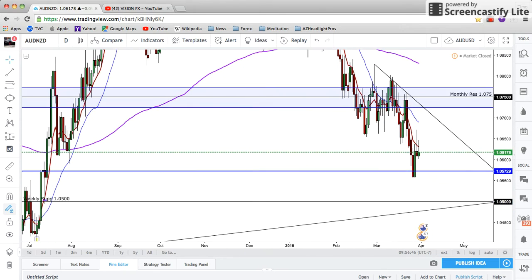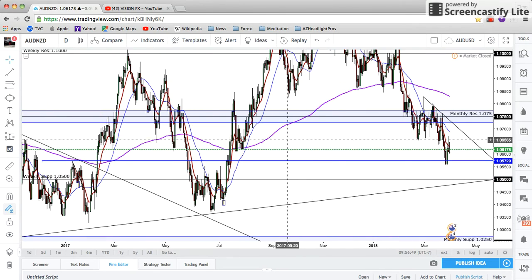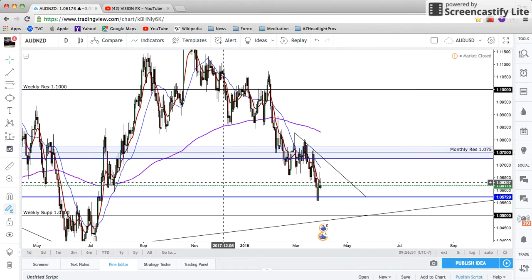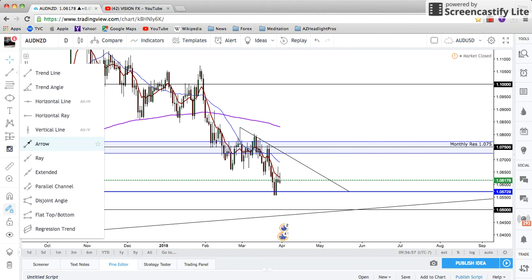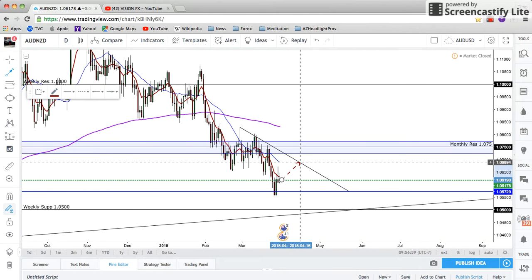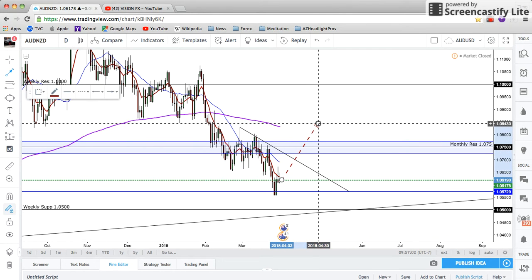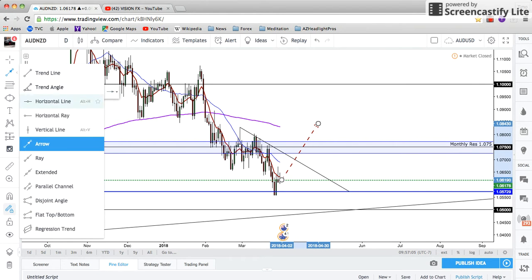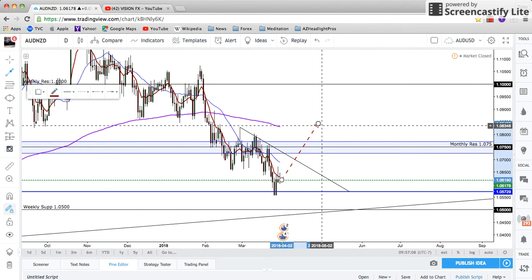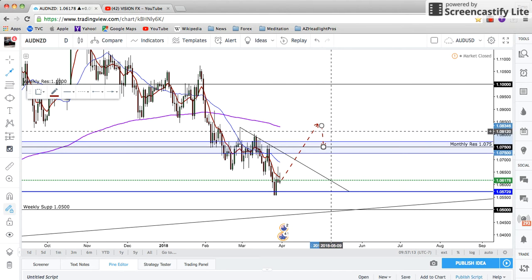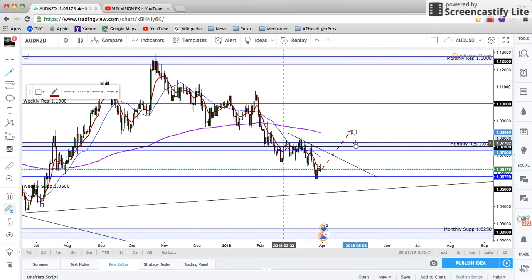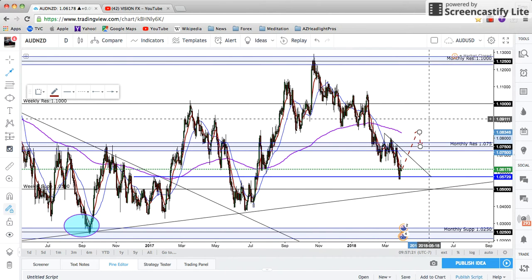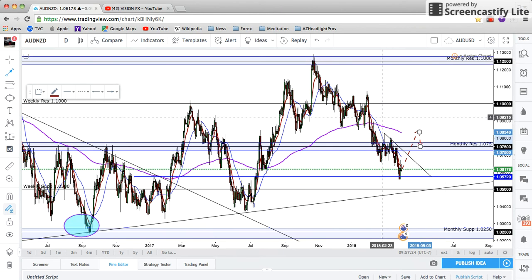So this is an if-equals-then trade. So if price can clearly break out of this range on a daily level, and then come back down to retest this resistance level and hold, I will be looking for the start of a new bull trend all the way up to 1.1250.